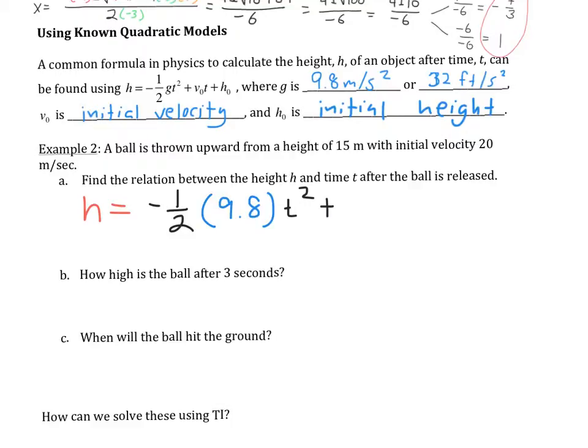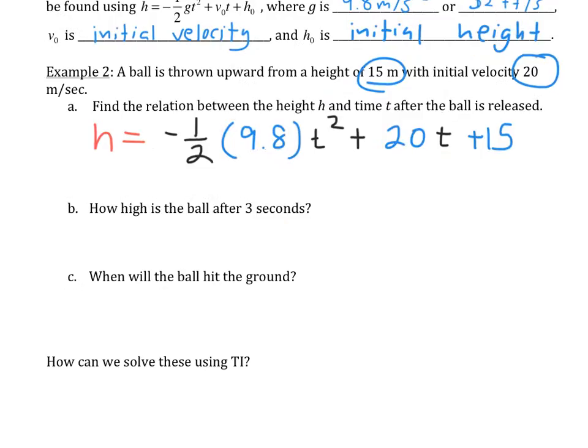Plus my initial velocity, which is 20, so I put a 20 there. Again, t is unknown, how many seconds. And my initial height is 15 meters. So there is my function. I can simplify a little bit, and I can clean that up if I needed to, but for now we'll leave it like this. So next, how high is the ball after 3 seconds?